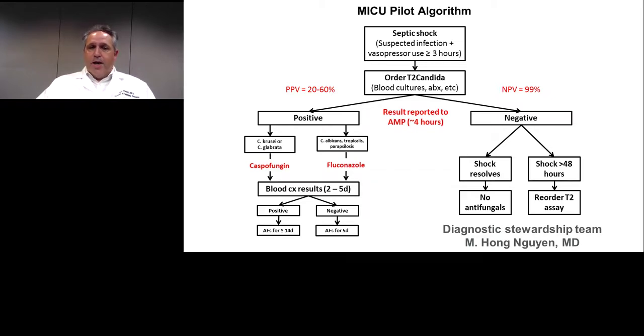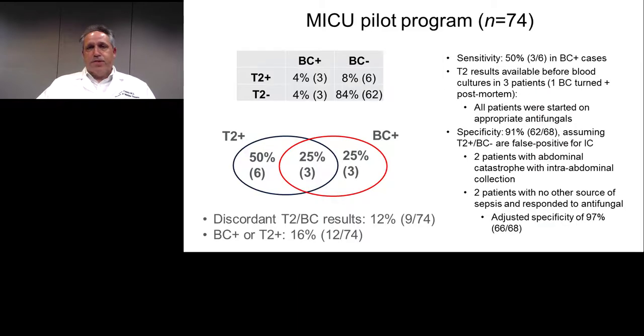And here are the preliminary results for the first 74 patients who were run through the pilot program in our medical intensive care unit. And on the left there, what you can see in the 2x2 table is that 8% of patients who fulfilled entry criteria for septic shock in the MICU, in fact, had a positive blood culture for Candida, exactly within that 3 to 10% range that we anticipated going into the pilot study.